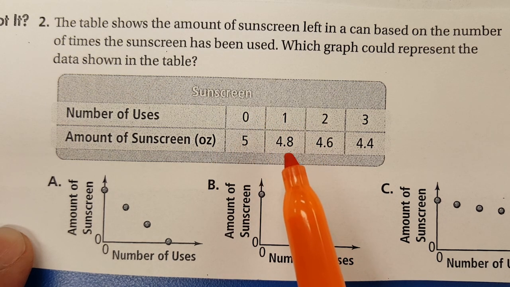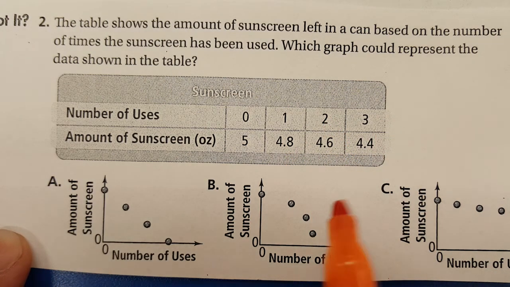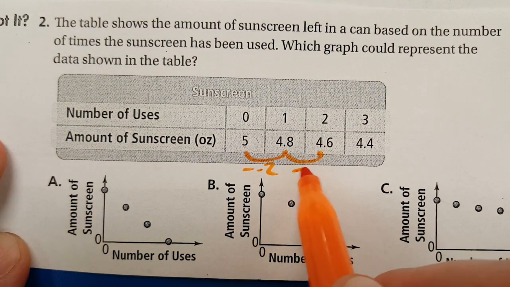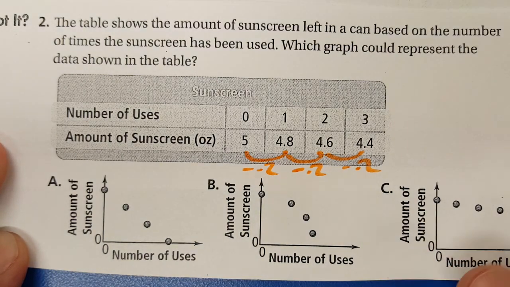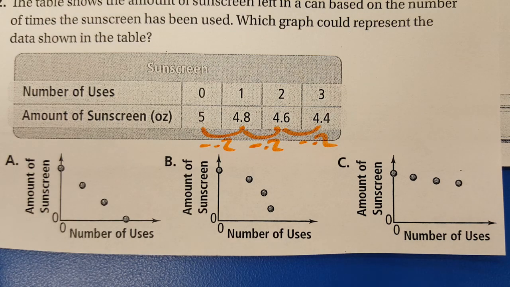Use it once, you lost 0.2. You lost another 0.2. Ooh, this seems pretty consistent to me. Look how it's jumping, minus 0.2, minus 0.2, minus 0.2. That is consistent, constant change. So let's look for a graph where it is going down at a consistent rate.